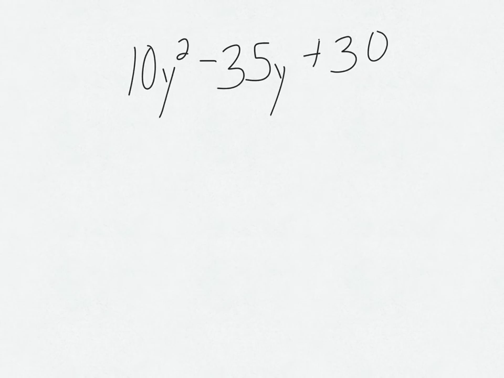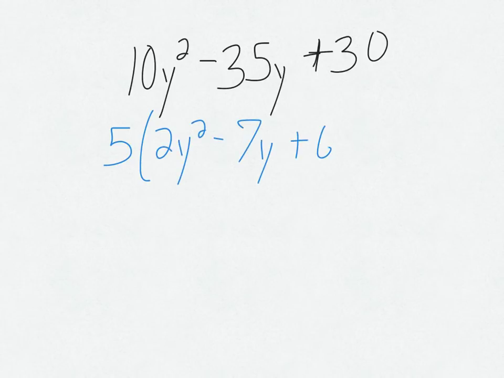Alright, go ahead and try this one. And I'll give you a hint. There's a first step you need to take that we haven't talked about yet in this video. Pause the video and try it. Okay, hopefully you realize the first step is to take out a greatest common factor of 5. When we do that, we're left with 2y squared minus 7y plus 6.